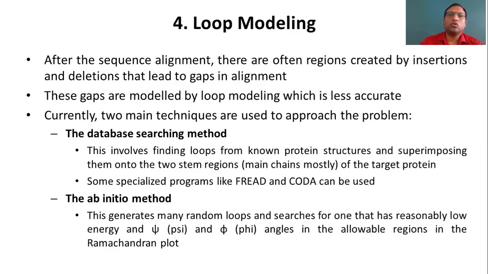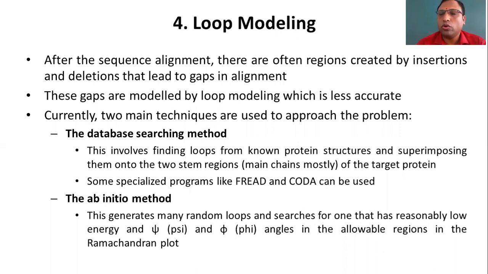Now loop modeling. If you see, after the sequence alignment there are often regions created by insertions and deletions that lead to gaps in the alignment. These gaps are modeled by loop modeling, which is less accurate. So what happens when it is less accurate? It will not work well, so we have to check the data.